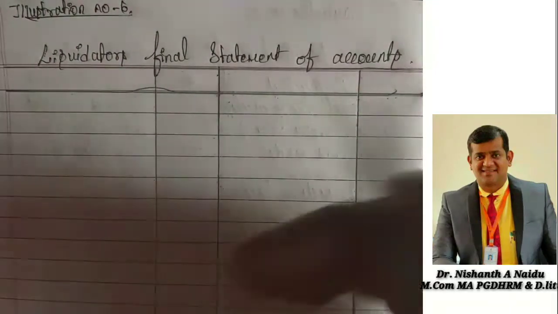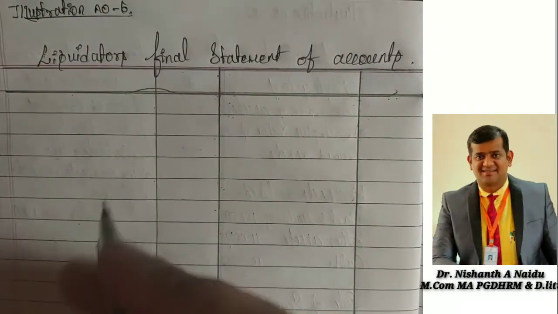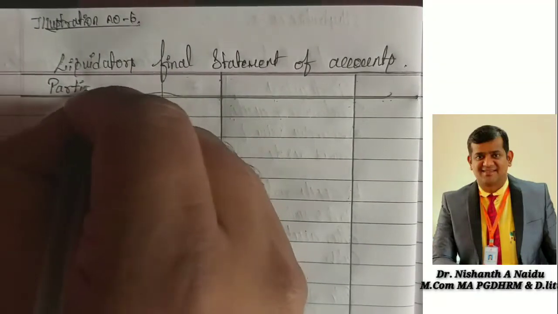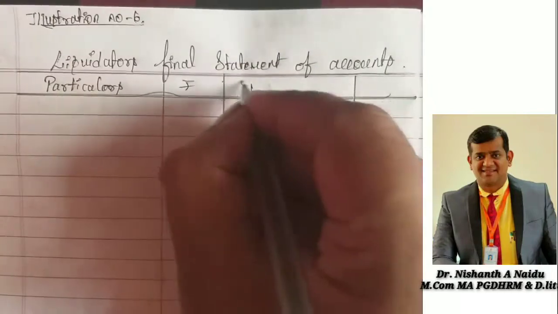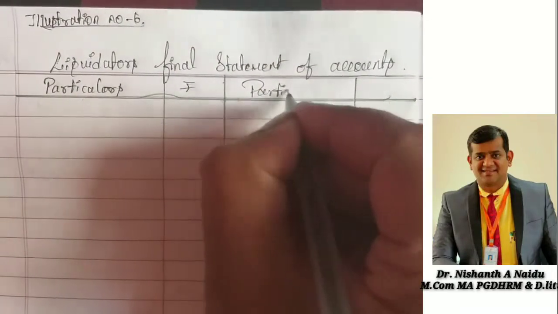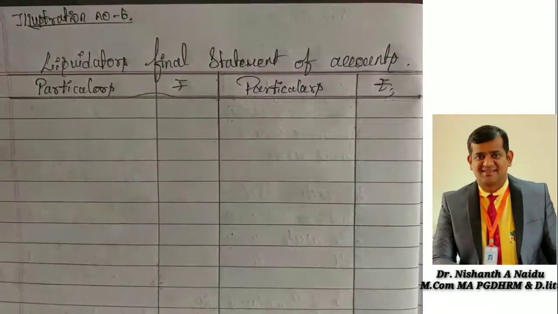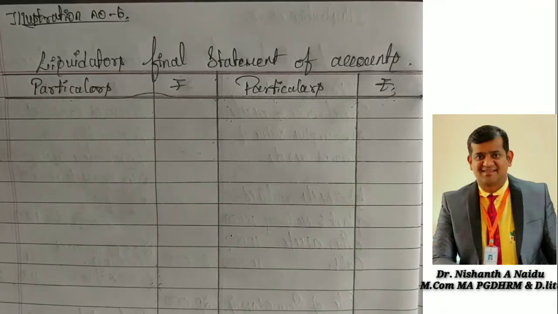So next I'm going to start to write the headings. So that is particulars, rupees, particulars, rupees. Okay, we are ready with the table. So shall we begin the solution?